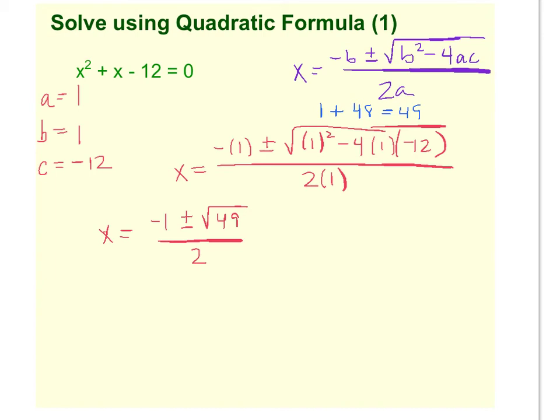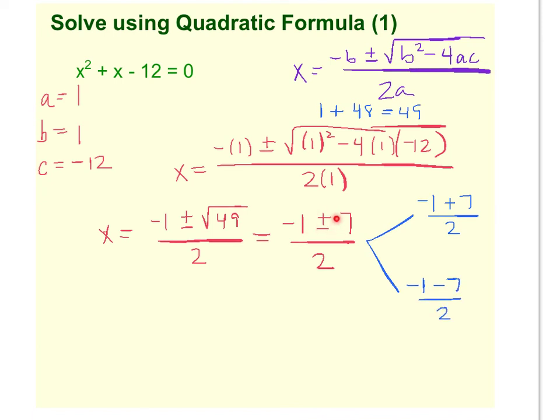Next thing you want to do is actually take the square root. If you know the square root of 49, great. If not, just grab your calculator and get the square root of 49. So we have negative 1 plus or minus 7 over 2. From here, we're going to break our problem apart. Because there's that plus or minus 7, we want to simplify this separately. So we're going to do negative 1 plus 7 over 2, and then negative 1 minus 7 over 2. That plus or minus gets split up into these two parts.